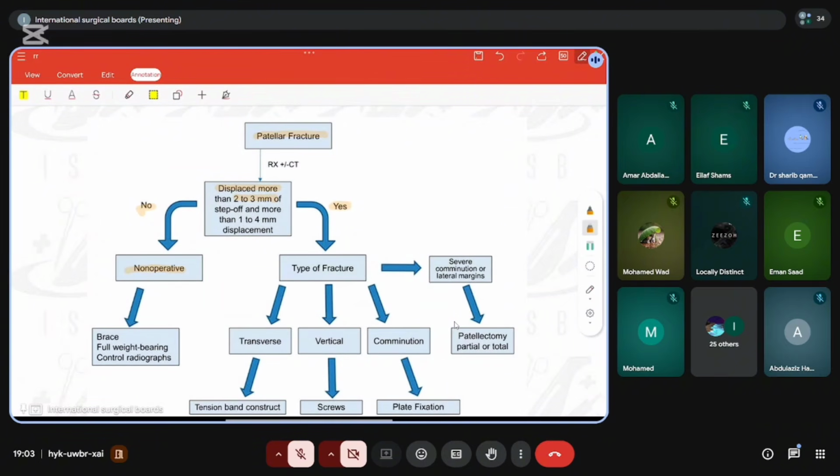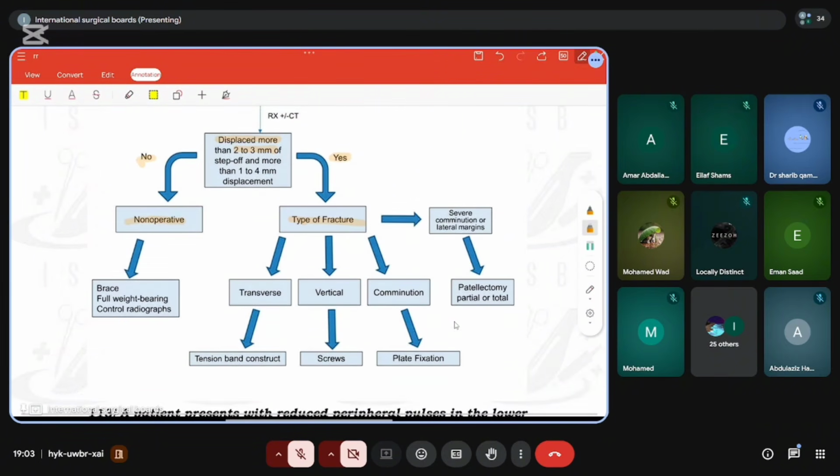If we have displacement, then we need to know the type of the fracture. They tell you if it's transverse, like the patella broke into 2 pieces, transverse, then we go for tension band construct. If it is vertical, meaning the patella is split into right and left halves, then we go for screws, right? Screws come here and bring them together. If it is comminuted, we do plate fixation.